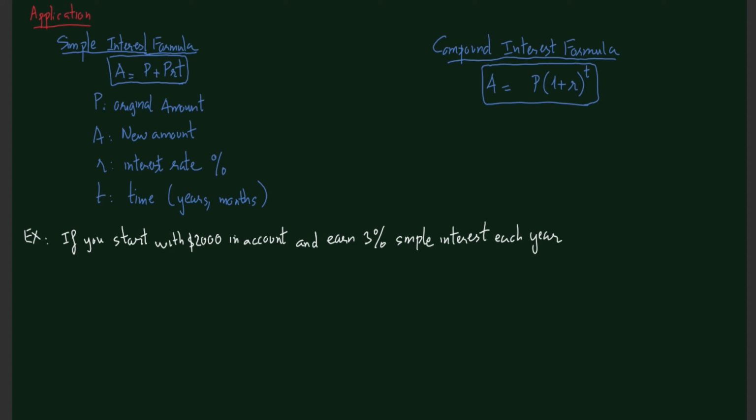The first question is, A, how much interest would you earn each year? Or the question could be, how much money can you earn from that interest each year? How much money do you earn from that interest, each year?